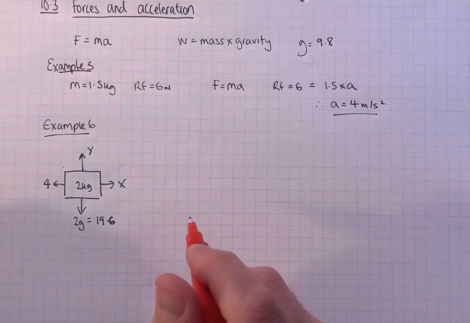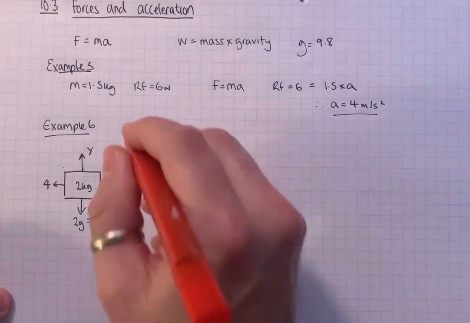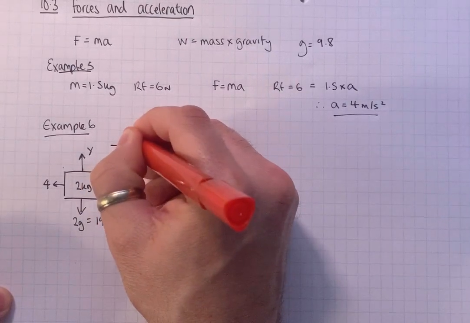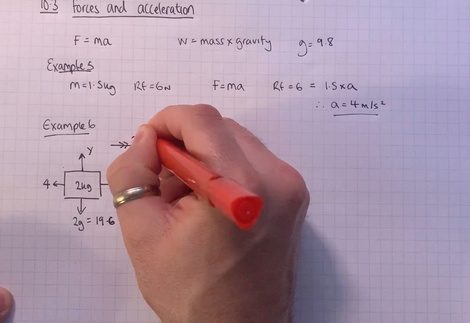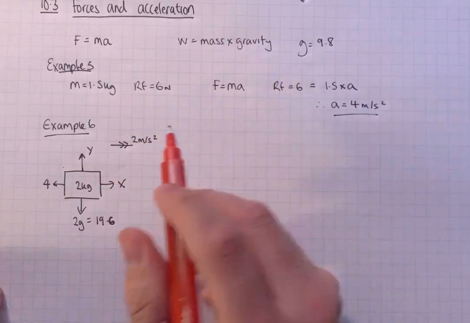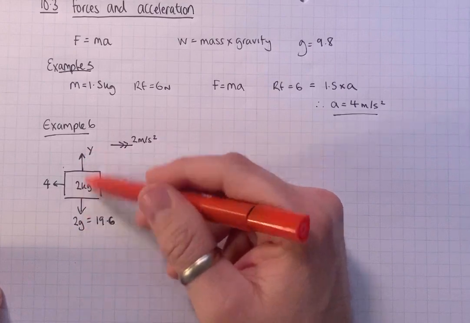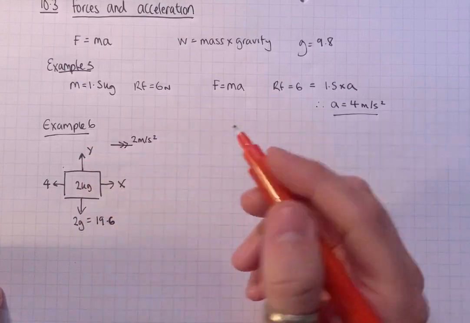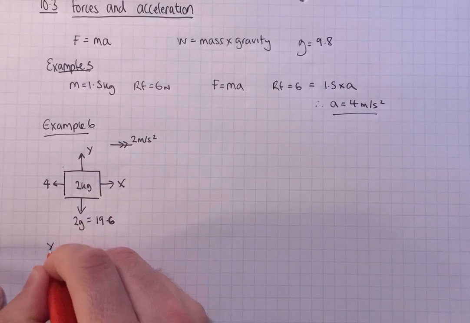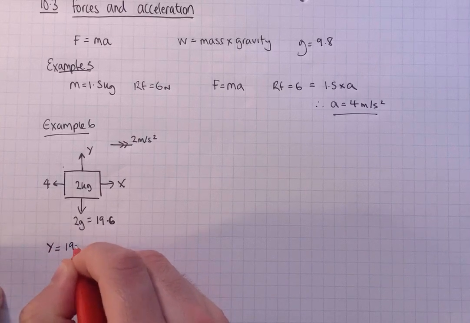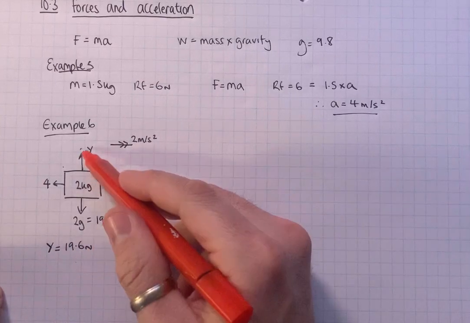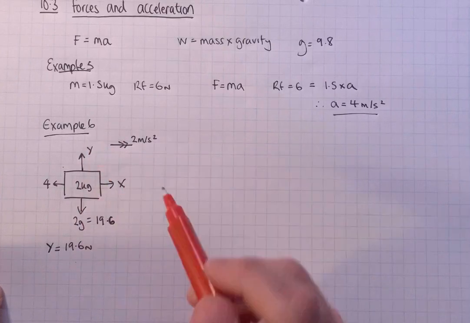Now it says in each of these diagrams the body is accelerating as shown. I haven't put that in, so it's accelerating towards the right at a rate of 2 meters per second squared. Now what that also means is vertically it must be in equilibrium because there's no vertical acceleration. So that means straight away I can say that Y must be equal to 19.6 newtons. These two forces must be balanced.